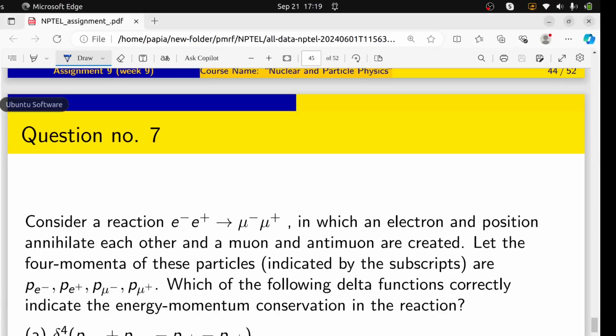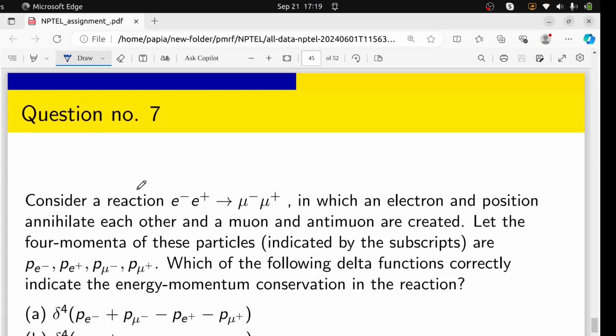I will finish that one, and after that, if the record function is there, at least you can see it. Whenever I try to connect, it is automatically disconnected from my side. So I will finish this, and if you have any question or doubt, you can send it to me in the YouTube chat box. We can talk there. So now, question number 7.